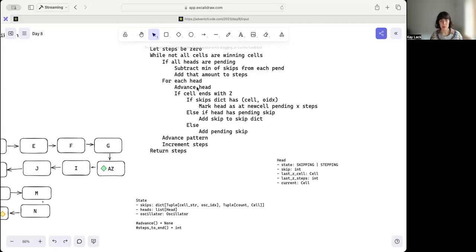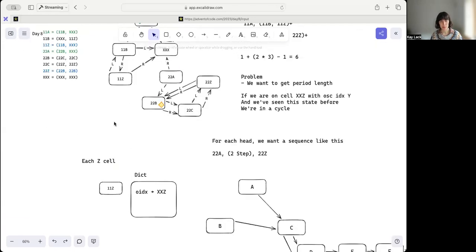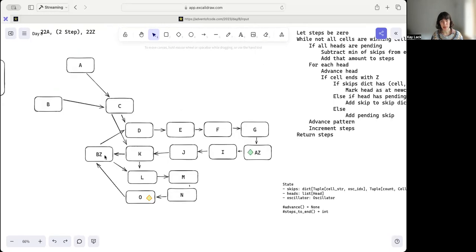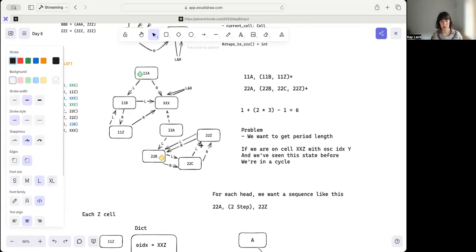Okay, so I've got a bit of a plan now. Here's what I think. We can keep track of whenever we see a Z cell. We can start saying, okay, we've seen 22Z. Let's keep advancing. And the next time we see a Z cell, we will add a record to a dictionary saying, if you're on this Z cell and you're at this point in the pattern, then you can skip ahead X steps and you will be at this Z cell.